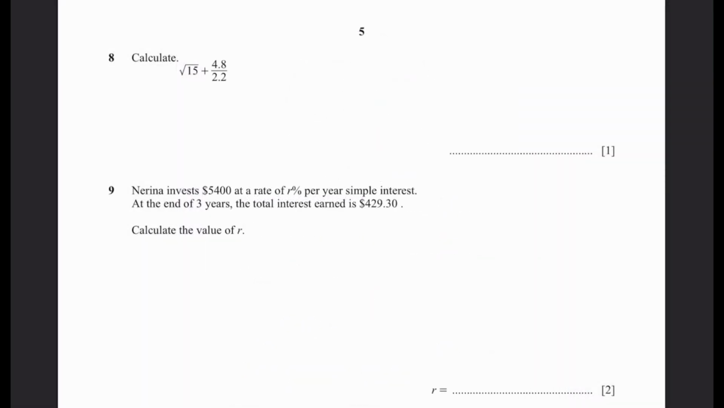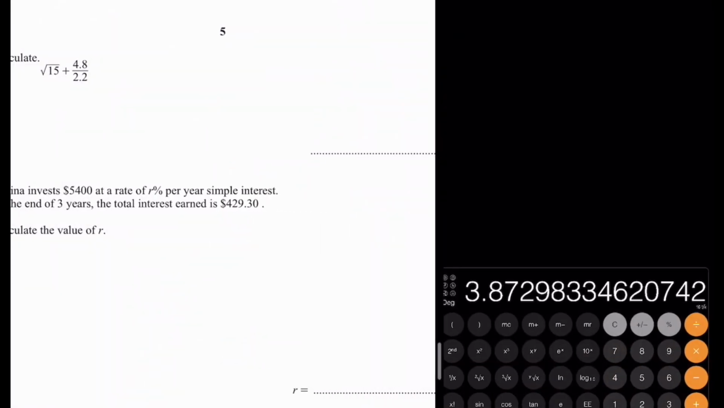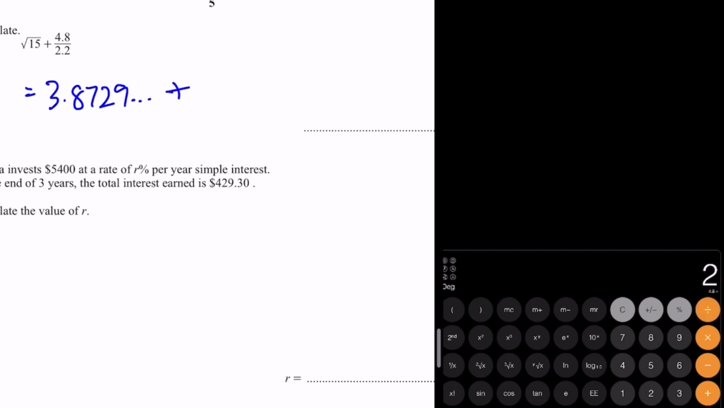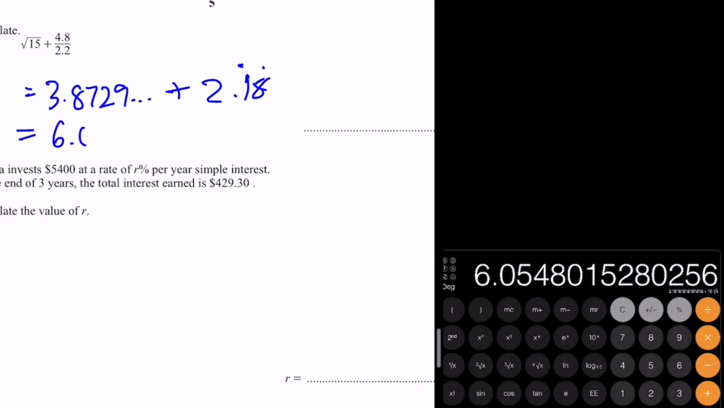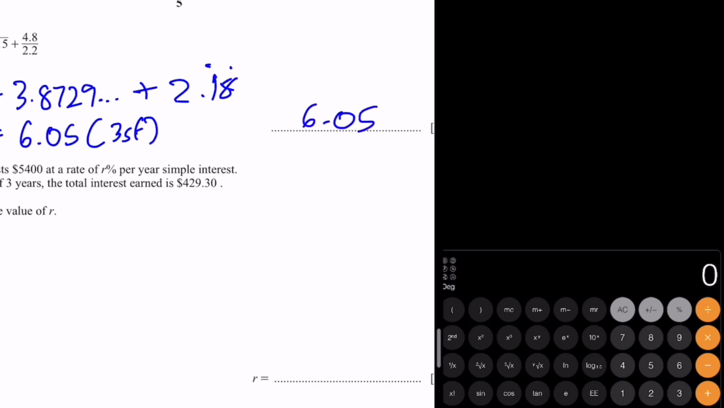Calculate root 15 plus 4.8 by 2.2. We can use a calculator. So 15 root, that's 3.8729 dot dot dot, plus 4.8 divided by 2.2, which is 2.18. Let's see. And that'll be, we just add the root 15 once again. We get 6.05 to 3 significant figures. That's the answer. Let's go to question 9.